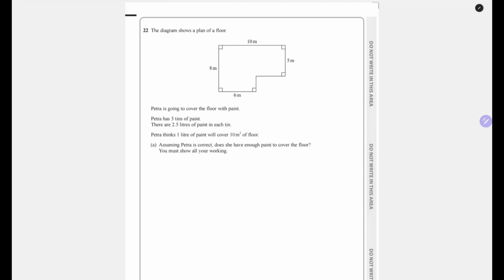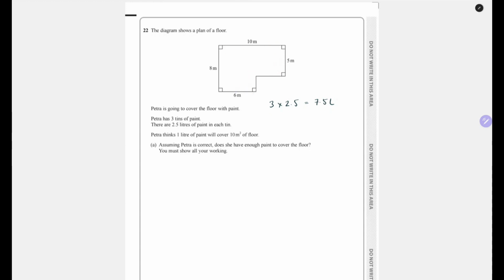Well, let's find out exactly how much paint she has. She's got 3 tins. Each one is 2.5 litres. And so 3 times 2.5 is 7.5. So Petra has a total of 7.5 litres of paint. The next thing that we need to do is work out the area of the plan of the floor. So right now we have an irregular shape.